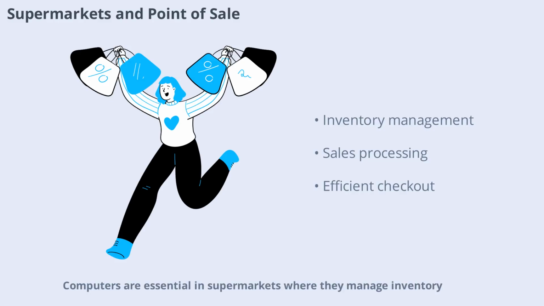Computers are essential in supermarkets where they manage inventory, process sales, and handle transactions at the point of sale. Barcode scanners, cash registers, and stock control systems all rely on computer technology to ensure smooth and efficient operations.